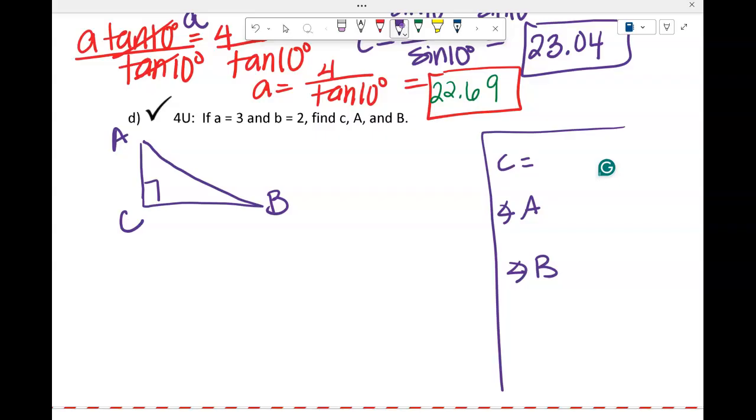All right, so leg A is 3. Remember, leg A has to be opposite of angle A. Leg B is 2, so it has to be opposite of that. So those are the only 2 pieces that you are given. Your job is to find the missing parts.